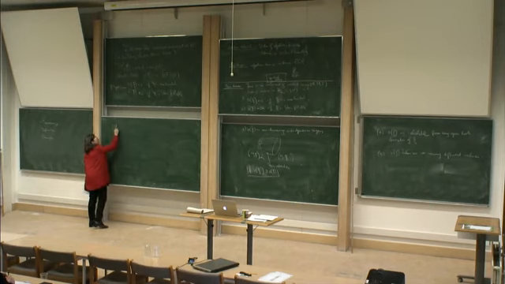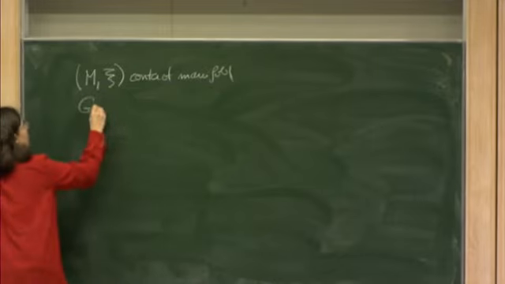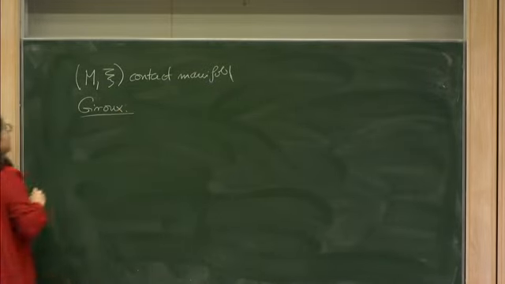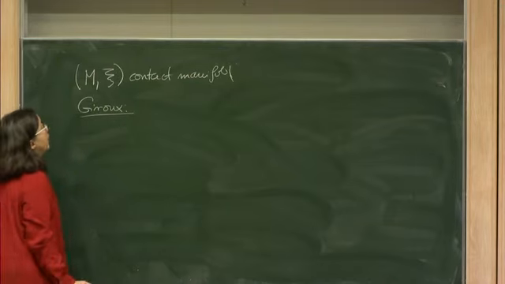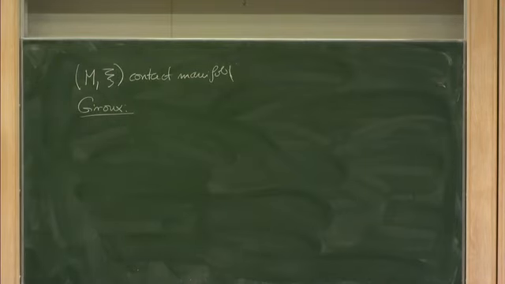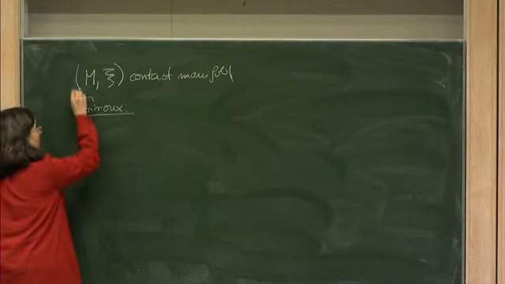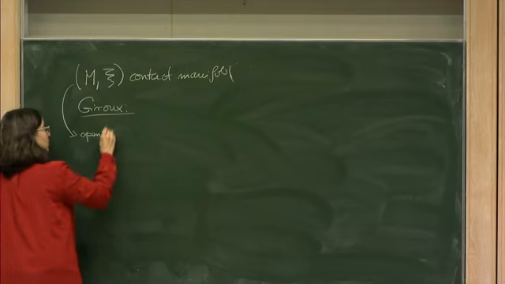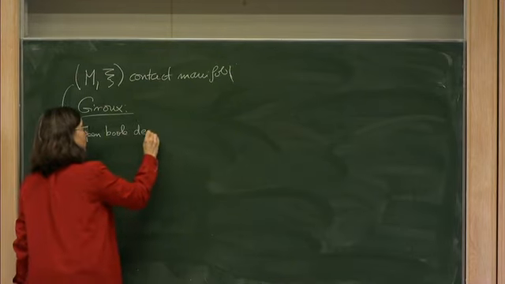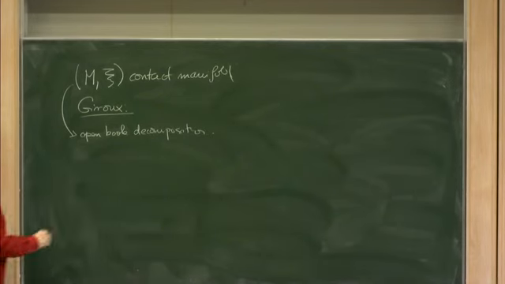So if (M, ξ) is a contact manifold, then Giroux gives us a Giroux correspondence between isotopy classes of contact manifolds and open book decompositions up to positive stabilizations. So (M, ξ), by Giroux, gives us an open book decomposition. So what's an open book decomposition?